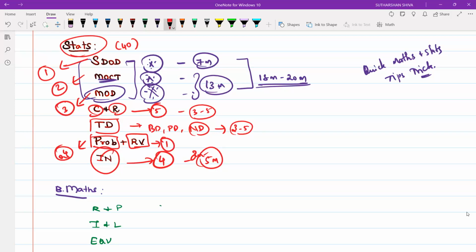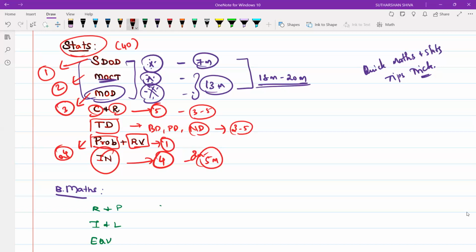If you want to do this probability, you need to remember some concepts, basic permutation, to handle the complexity of the probability chapter. So keep it as a last priority. Probability and random variable should be the last priority.